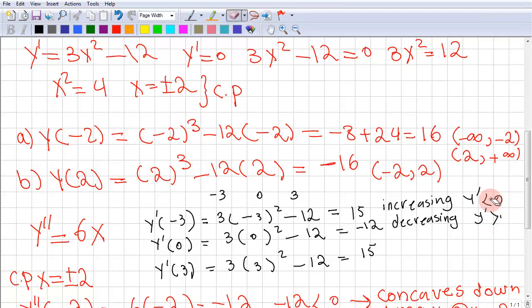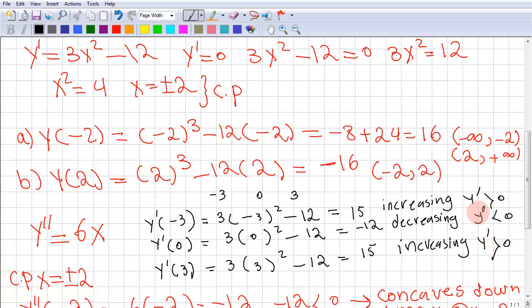Sorry, that is actually greater than 0, and that is less than 0. So same here, 3 is between 2 and positive infinity, and we got positive 15, which means it's increasing because y prime is again greater than 0. So we see we have y prime greater than 0 and y prime greater than 0 and y prime less than 0. So we can say between negative infinity and -2, our function is increasing, and between 2 and positive infinity, our function is increasing as well.